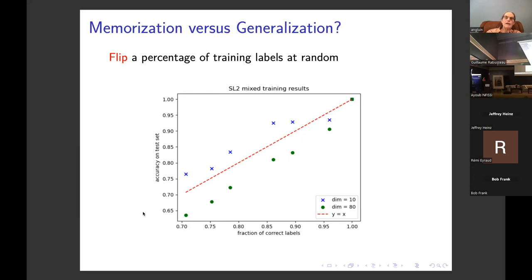And what we see here is that there is generalization that takes place. That is, the exceptions don't cause the models to just go haywire. They kind of generalize to SL2. In fact, the dimension 10 does better than the dimension 80, presumably because it has less capacity to memorize. If we look at the dimension 80, the effect of these exceptions on the correct generalization to SL2 seems to be just a kind of linear depression of accuracy, which is kind of strange.